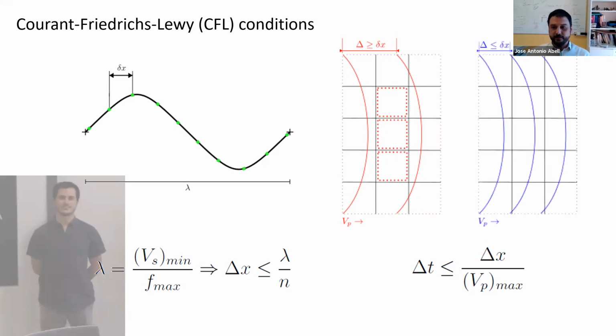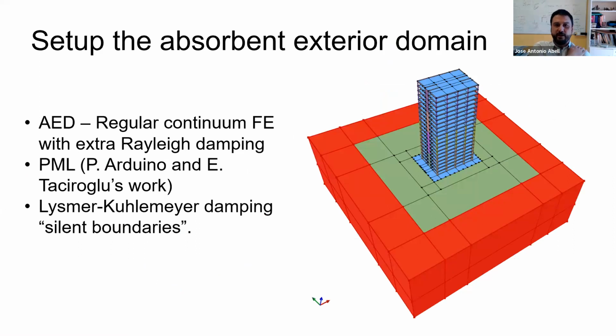The next thing you might be curious about is that absorbent exterior domain. Here, DRM doesn't care what you have outside, it's going to work. It's up to you to set it up however you want. What I've been using these years is the absorbent exterior domain, which is just using regular continuum finite elements with additional Rayleigh damping.